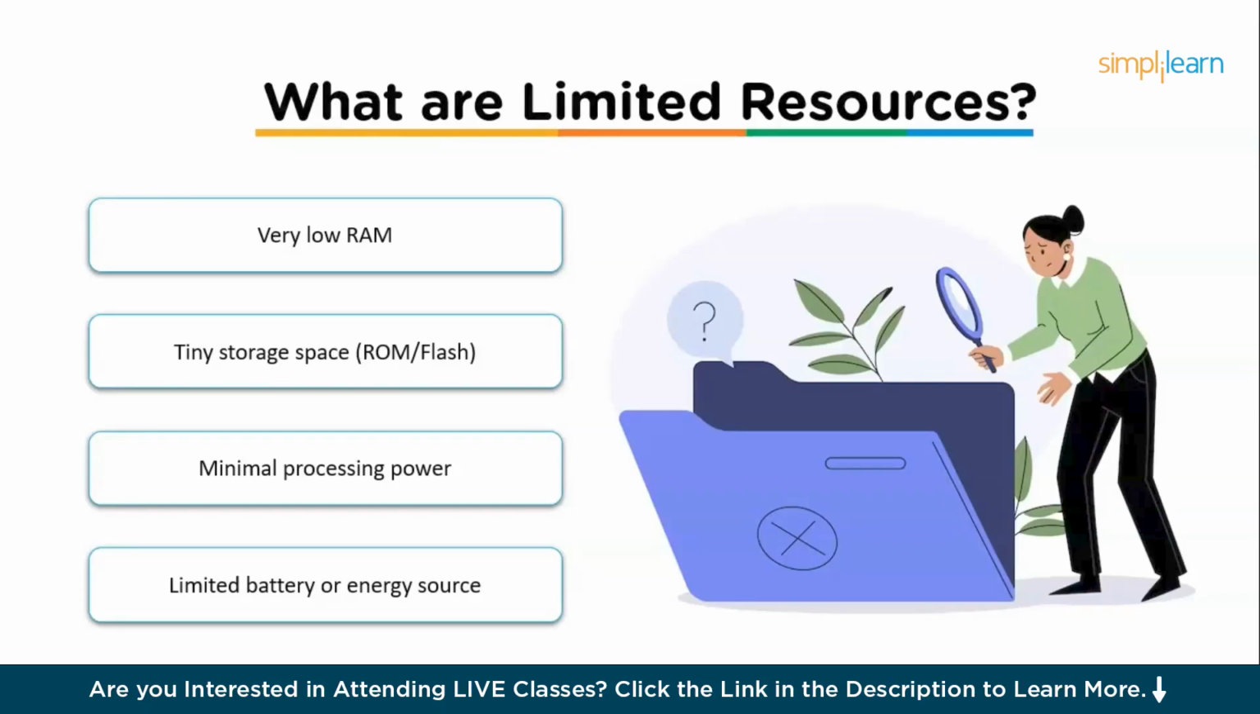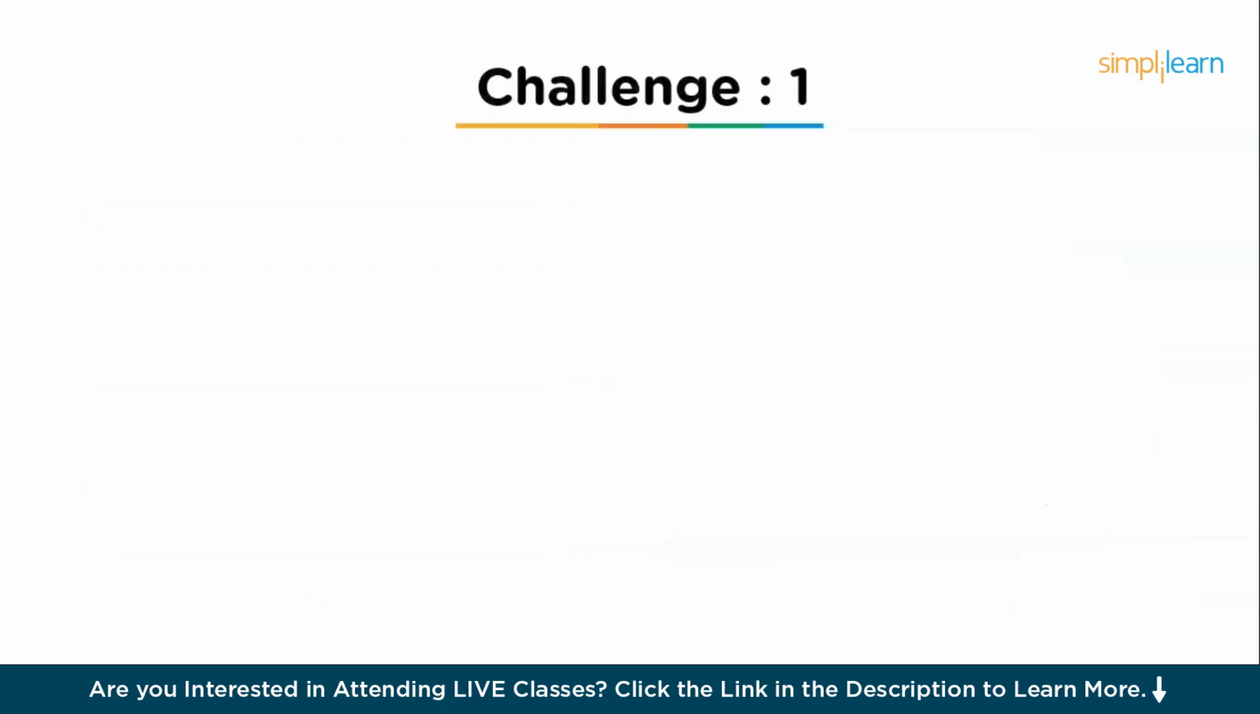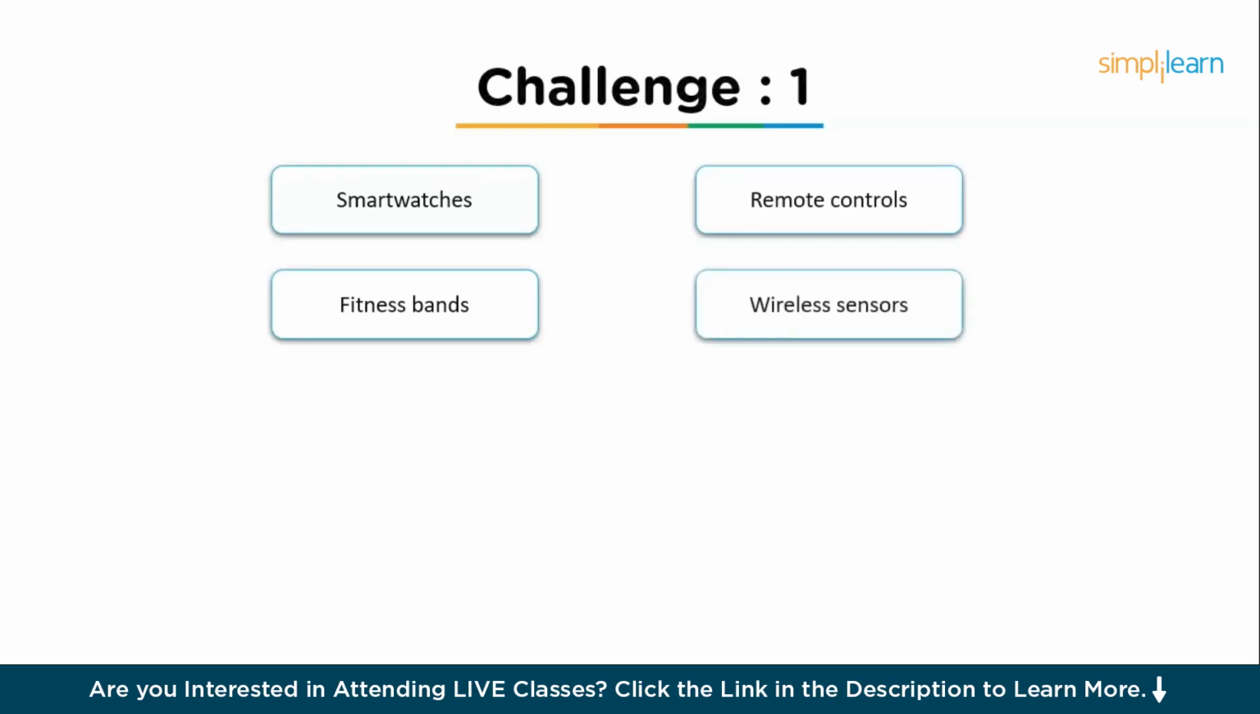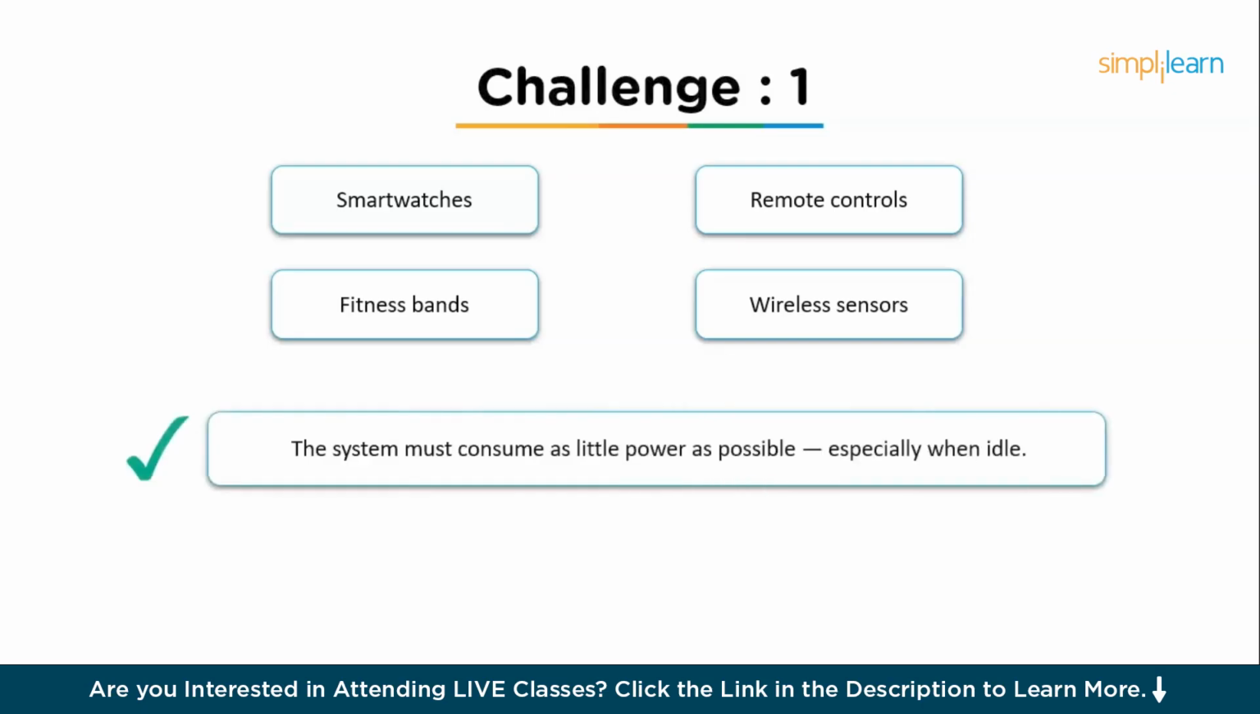So let's now move on to see the first challenge, power consumption and battery life. Most embedded systems are used in battery-powered devices like smartwatches, fitness bands, remote controls, and wireless sensors. These systems need to last for weeks or months on tiny batteries. Developers face two major power challenges. The first one is to minimize power usage. The system must consume as little power as possible, especially when idle.